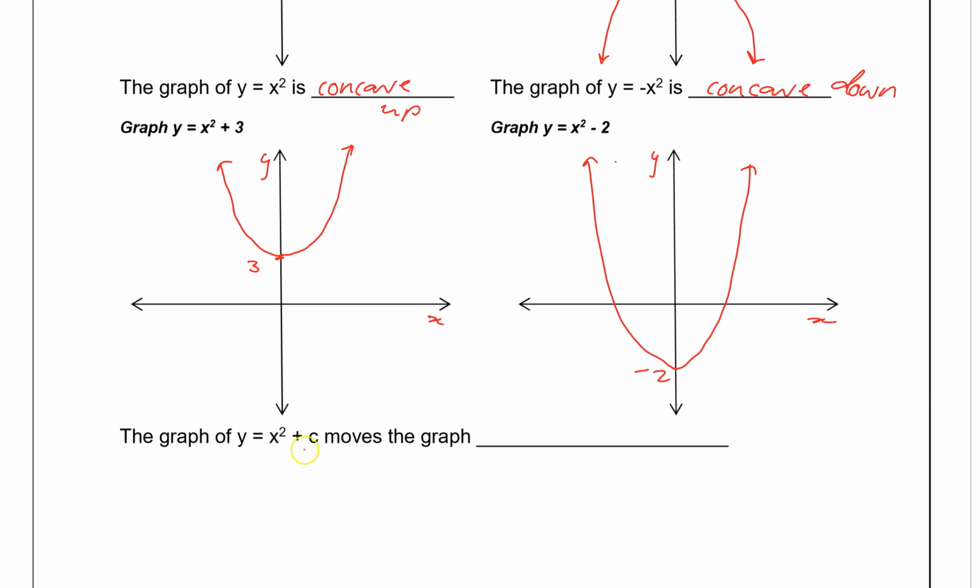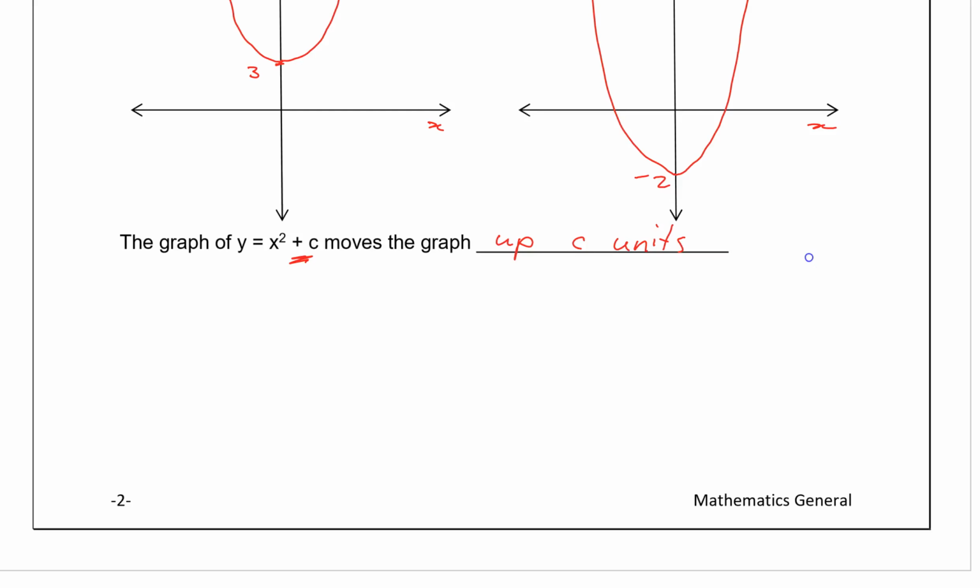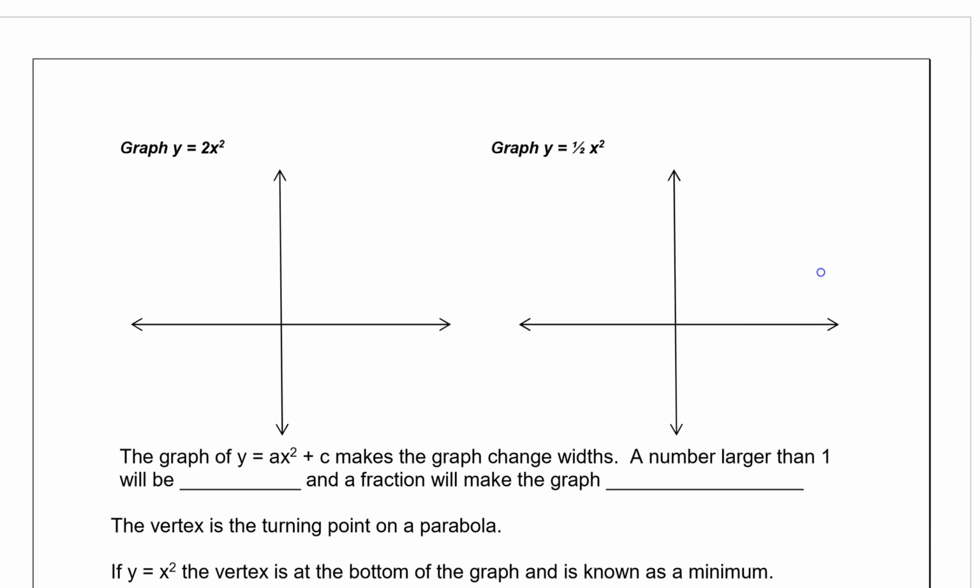The graph of y equals x squared plus c, the c part moves the graph up c units. If c is negative, it goes down. If it's positive, it goes up by that many units. Moving along to a couple of other cases here.